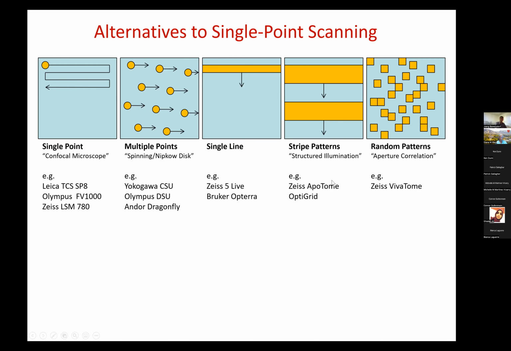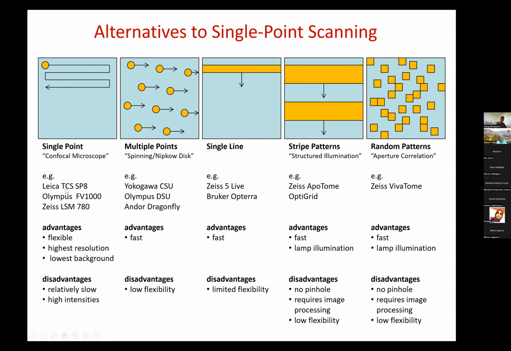And then there's also the Zeiss Apotome, the OptiGrid, Zeiss ViVaTome, which are covering these stripe patterns or random patterns here. So each of these technologies has different advantages and disadvantages. The single point scanner is most flexible. It has the highest resolution, and it's best in suppressing this out of focus fluorescence.